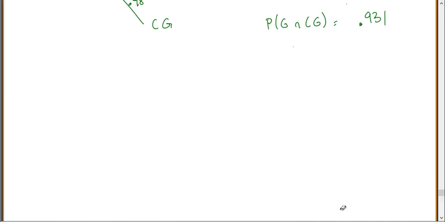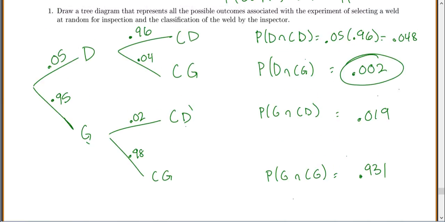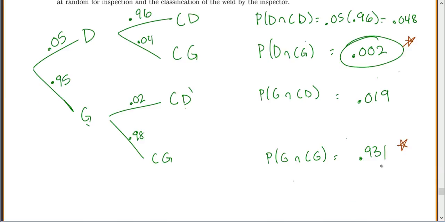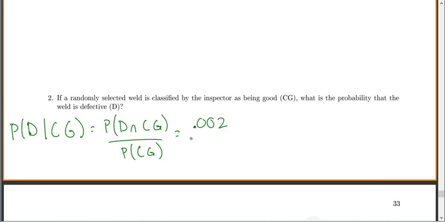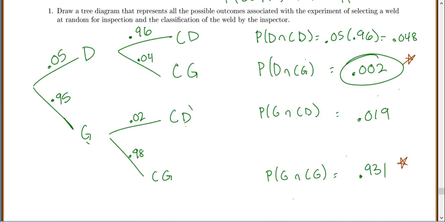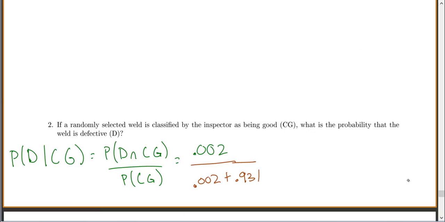You want the probability of it being CG. Come back up here and just select everything that has a CG in it. This one has a CG. This one has a CG. Those are the only things that have CGs. So if you want the probability of CG, you put in everything that had a CG on it. So the 0.002 and the 0.931. That's our law of total probability there. It says if you want to find the probability of CG, you add up every single intersection that has a CG in it. And so our final answer is 0.00214.